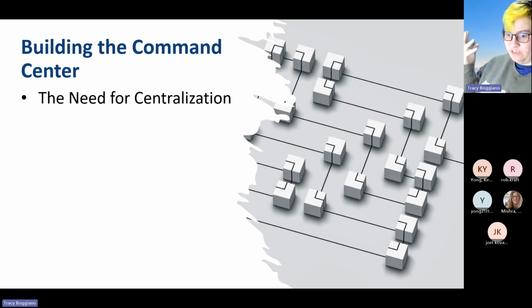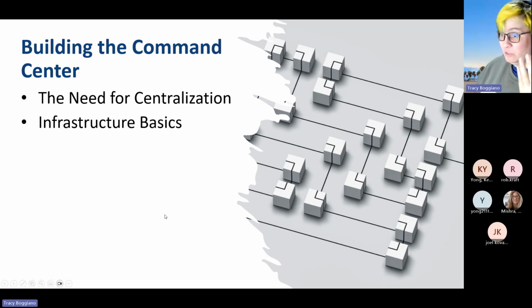So our superhero has no command center, basically. So we've got to build one for him. He needs a Batcave. So basically, we have a need for centralization because there isn't one. The basic infrastructure basics is we need hardware and software to support this.